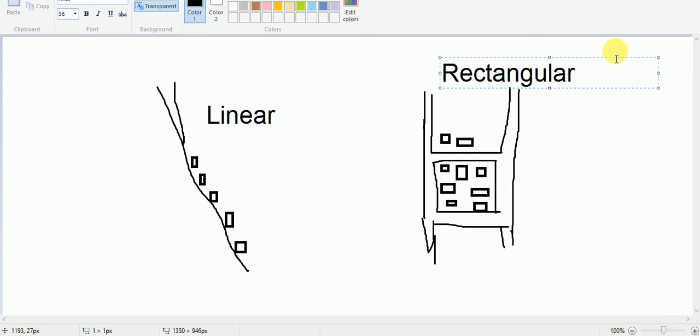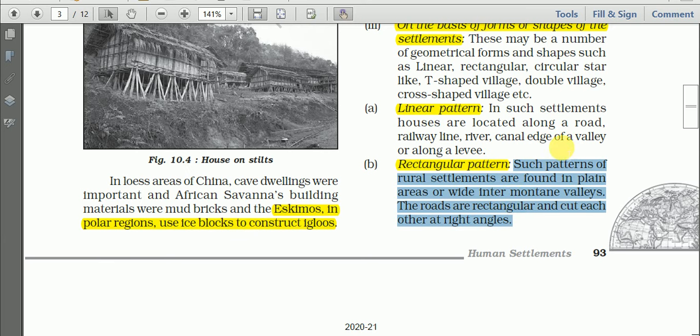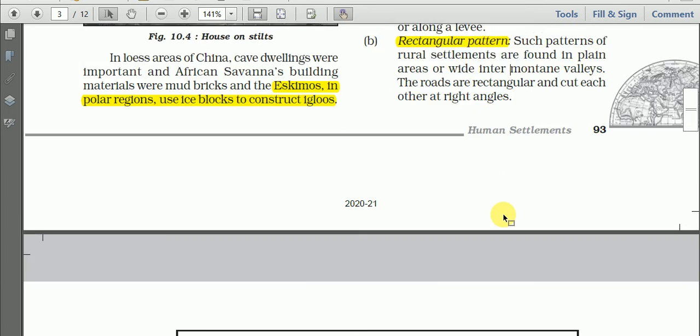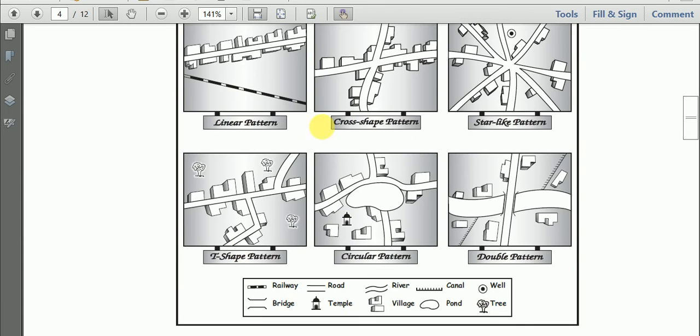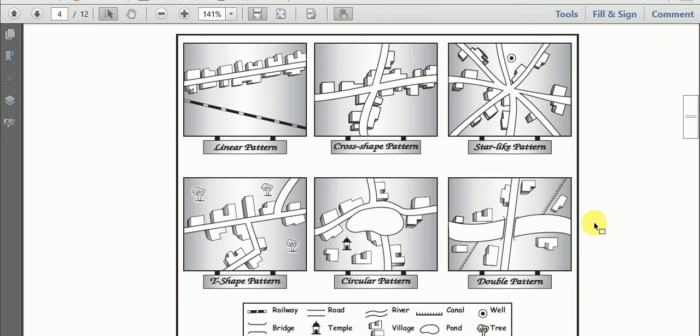Okay, rectangular pattern. These rectangular patterns are mostly found in the plain areas or in the valleys. Roads cut each other at right angles. And here we have some diagrams depicting the different types of these settlement patterns.